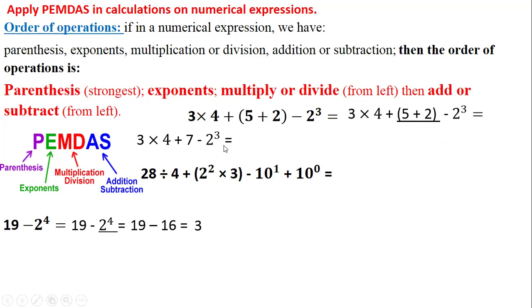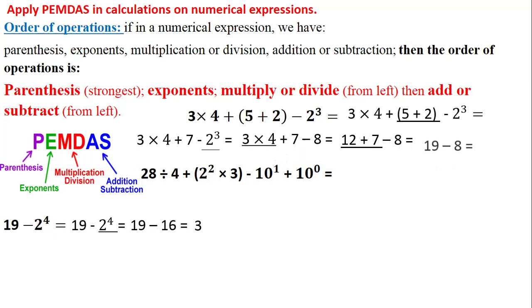Now, in this expression, of course, exponent is the strongest, so I will find the answer of 2 cubed. So 3 times 4 plus 7 minus 8, since the answer of 2 cubed is 8. Now, multiplication is the strongest. 3 times 4 is 12. Now, addition and subtraction, we start from left.